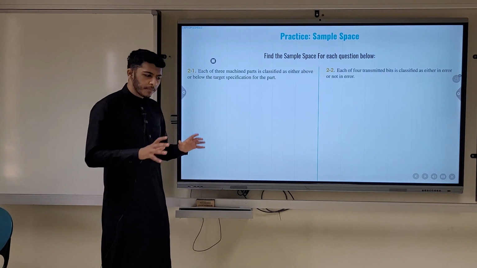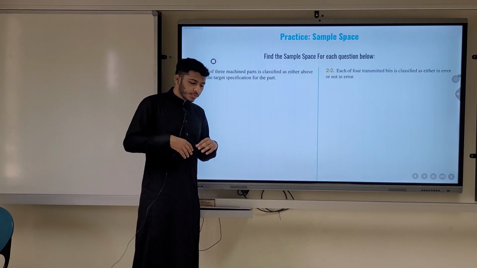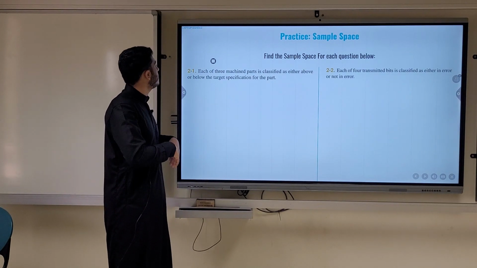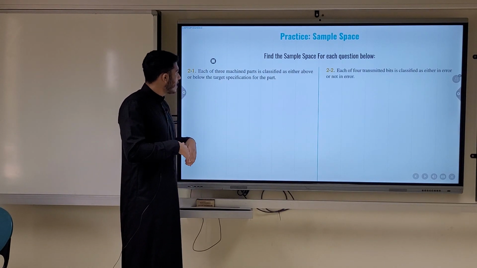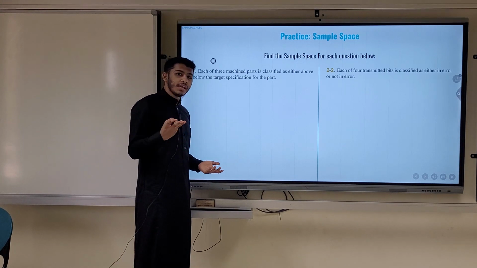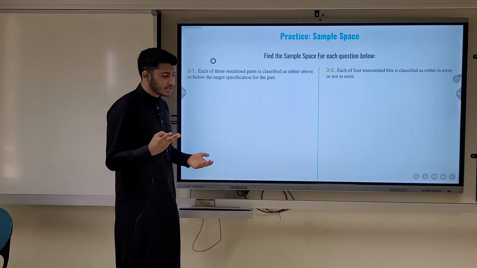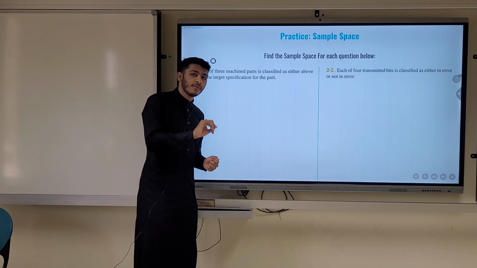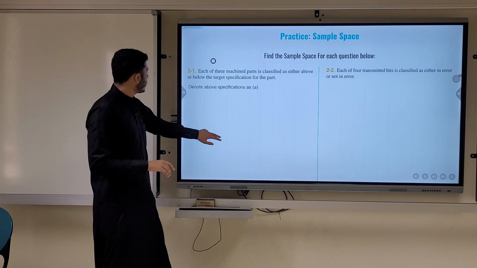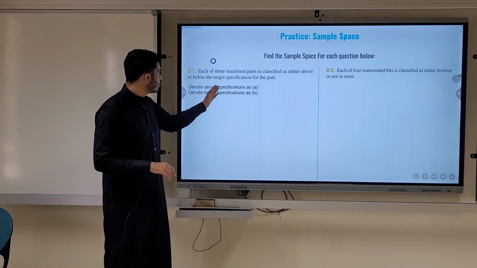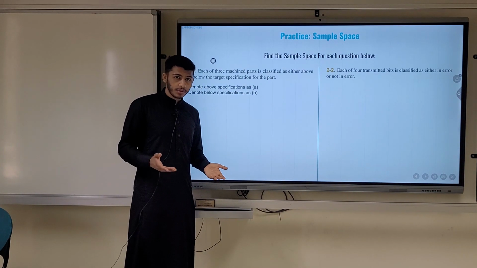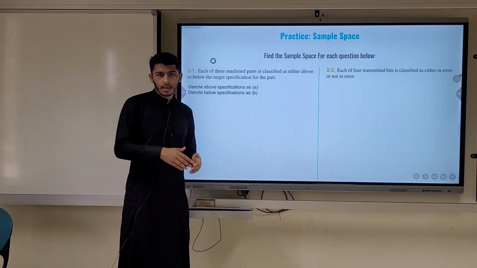It's kind of a story, but what we need to understand from this question is that they have a classification where they have 3 parts, and these 3 parts can either be above or below the target. So first we have to denote our classifications. We have either above, which we denote by the letter A, as we did with the head and tail when tossing the coin. We denoted the tail with T and the head with H.